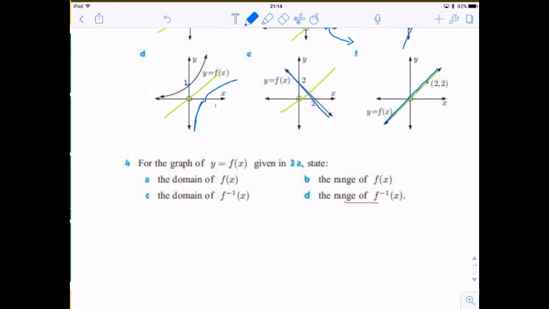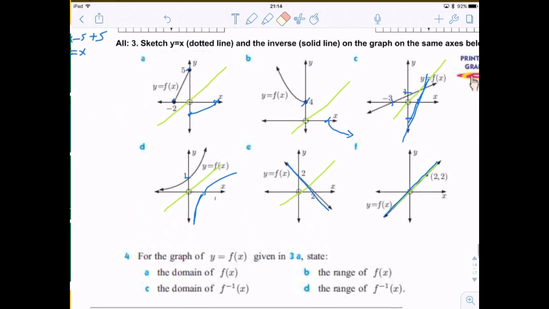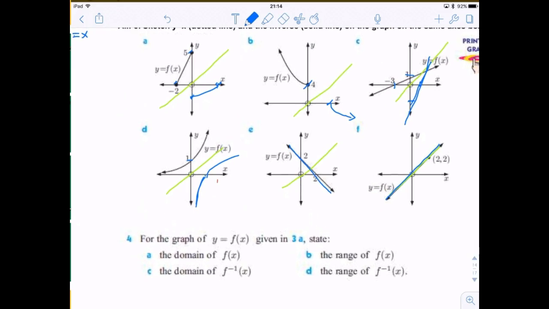4. For the graph of y equals f of x given in 3a, state the domain of f of x, the range of f of x, the domain of inverse f of x, and the range of inverse f of x. So we are looking at 3a, which is this function right here.